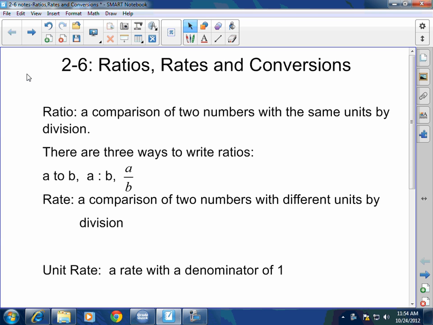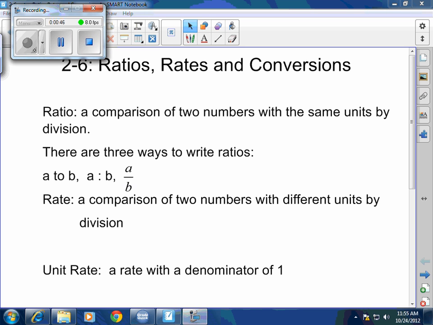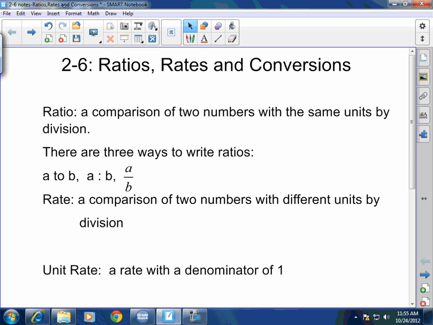So now, ratio. Oh, yes, sir. Okay, sorry about that interruption.